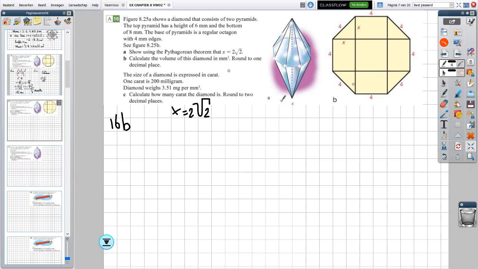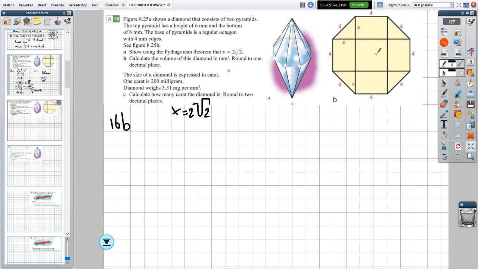Calculate the volume of the diamonds in cubic millimeters, round to 1 decimal place. So we have to calculate the volume of the two separate pyramids and add them up, because I don't have a formula for this whole form in one go. But for both pyramids, I have to know the area of the base. So I need the area of this thing.